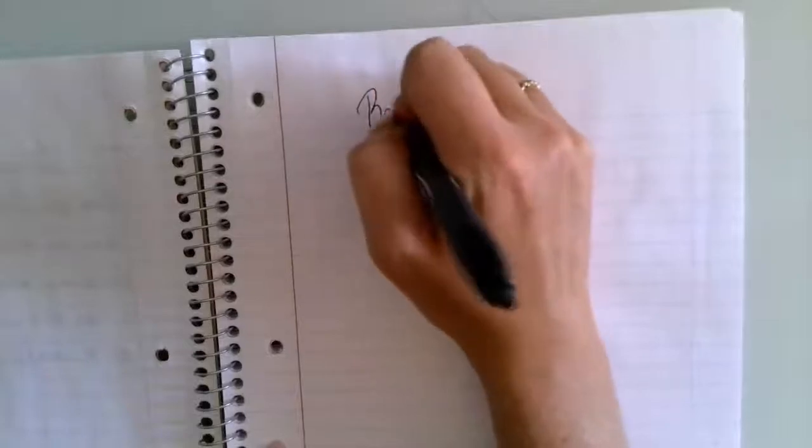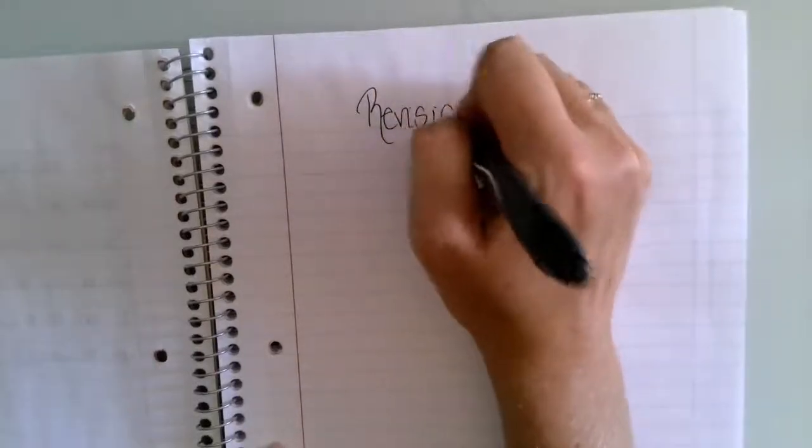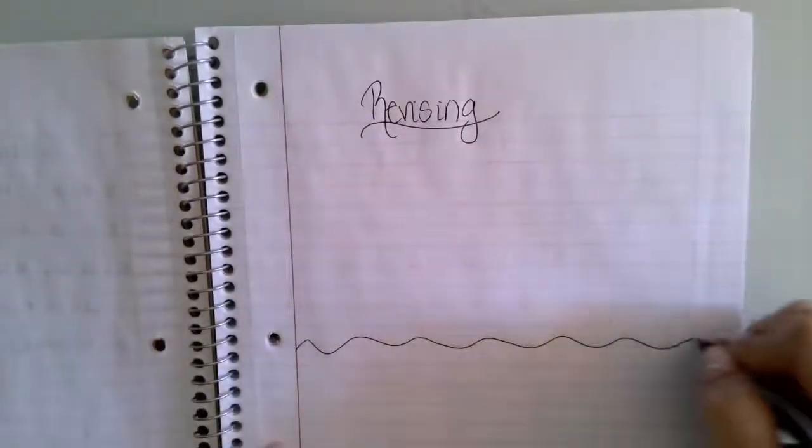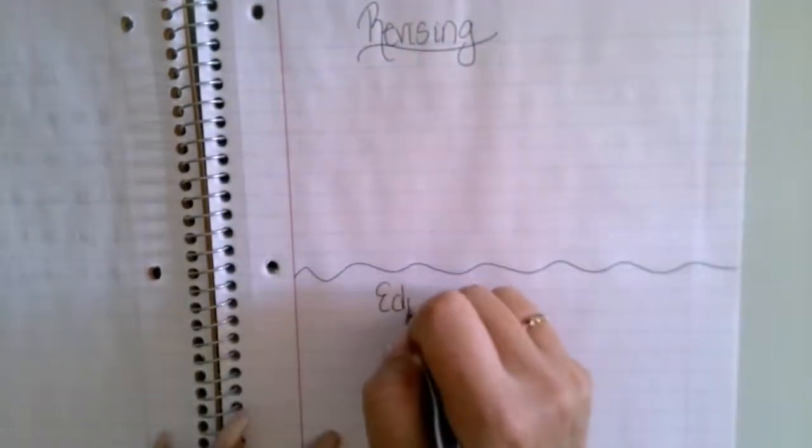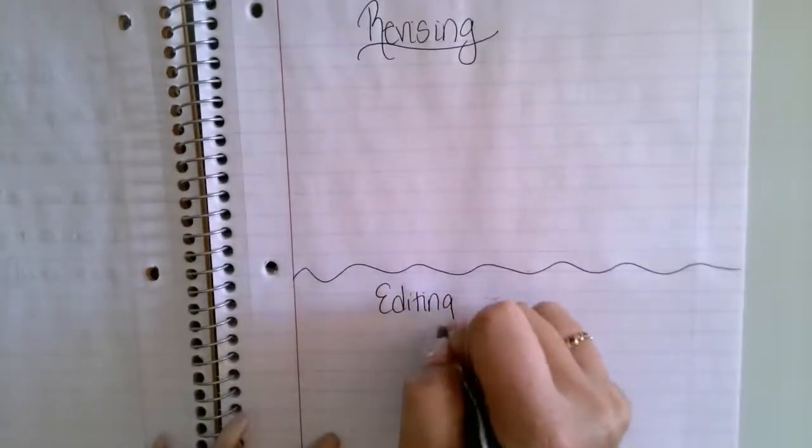I am going to make a new page that says revising. I am not going to use my whole page. I'm only going to use half my page. So I use this hole, that middle hole, as my midway line. And I just draw a squiggly line because it's hard for me to draw a straight line. If you can draw a straight line, draw a straight line. But we're going to be doing revising today, and tomorrow we are going to be doing editing, okay?